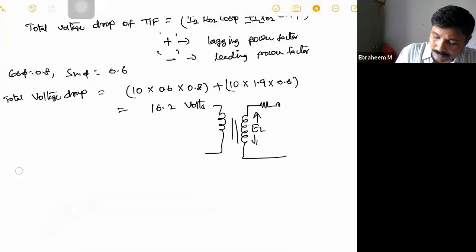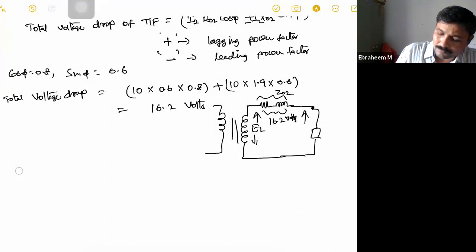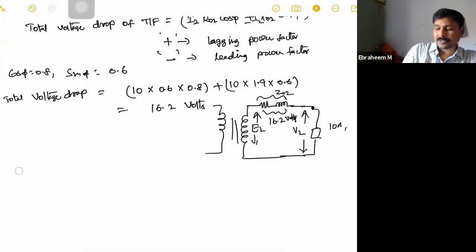The resistance and reactance of the transformer will cause a voltage drop of 16.2 volts, and the remaining is available to the load. Okay, so this is a 10 amperes, 0.8 lagging load. Okay, so is it clear? Yes, sir.